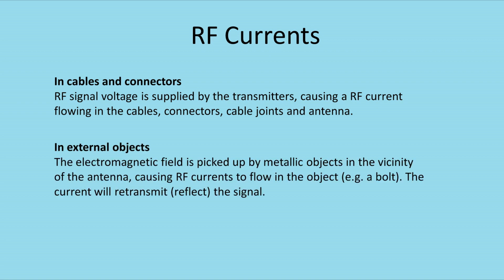Further, metallic objects in the vicinity of the transmitting antenna, for example a bolt, may pick up the electromagnetic field from the antenna. This will cause a radio frequency current to flow in the part, which will in turn generate a voltage and retransmit the signal with a new frequency.